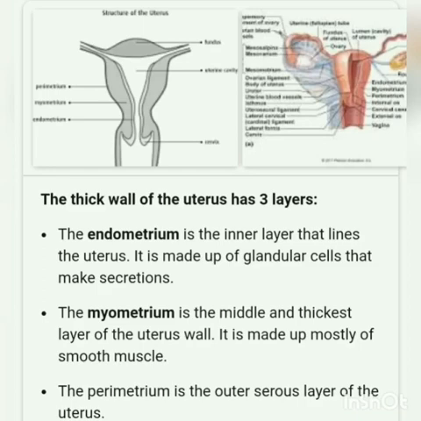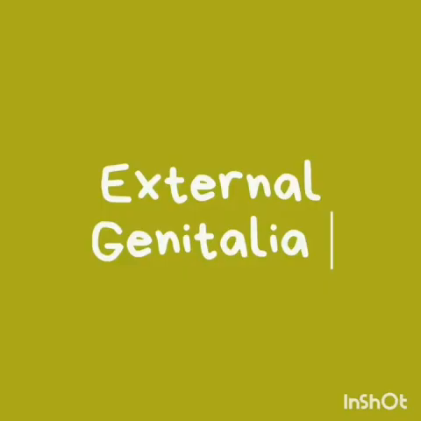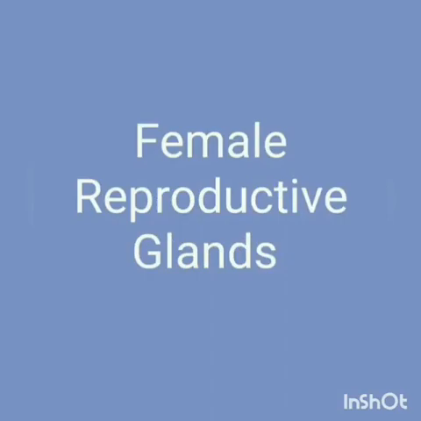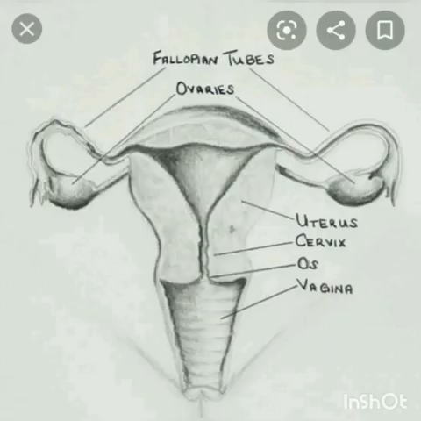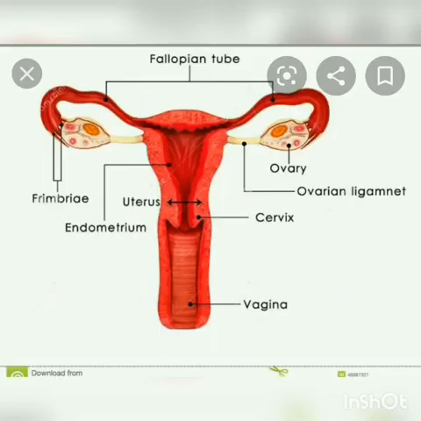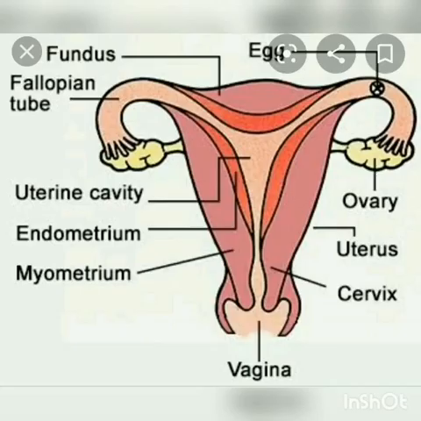The vagina is a large fibromuscular tube that extends from the cervix to the exterior. The external genitalia comprise labia majora, labia minora, hymen, and clitoris. The glands seen in the female reproductive system include Bartholin's glands, which are homologous to the bulbourethral glands of the male and secrete mucus to lubricate the vagina. And Skene's glands also secrete a lubricating fluid and are homologous to the prostate gland of the male.